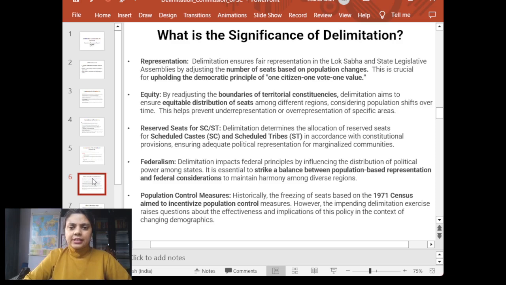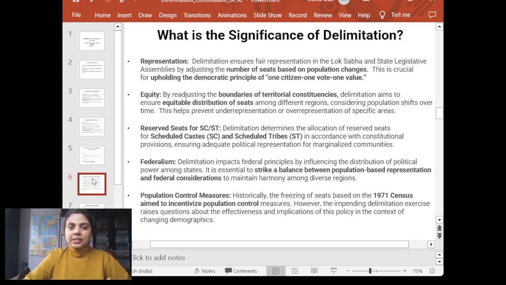The third thing we are seeing here is reservation of seats for SC/ST, in order to provide them constitutional representation. As they are a marginalized community, if they are given reservation in the Lok Sabha and state legislative assembly, they have the right to raise their voice and to raise their demands also.